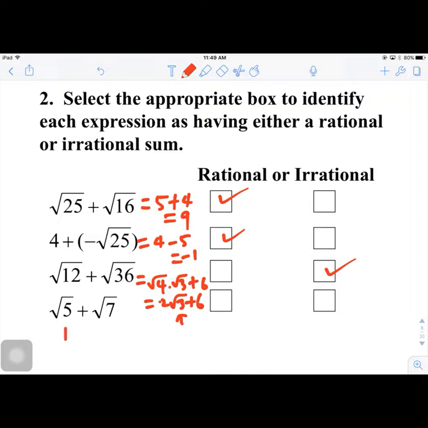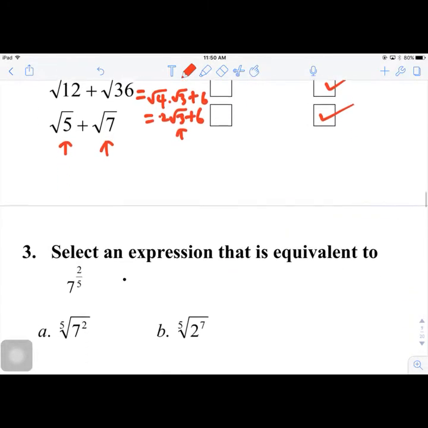And the last one, radical 5 and radical 7 are both irrational numbers, so when you add them up, you will also have an irrational number. And that is the end of question 2.